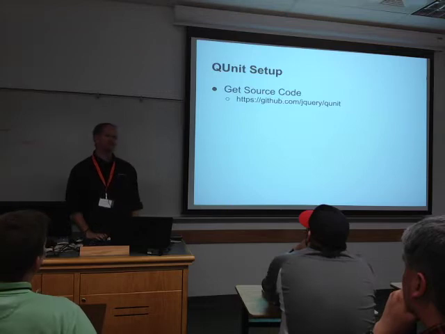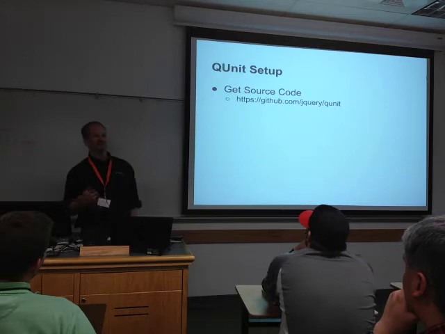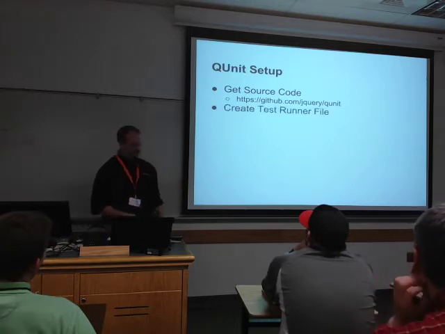By far the two most important files in there are the Qunit.js file itself and the Qunit.css file to style the output of your tests in the web. And then the other file that usually is a good idea to grab is their test HTML file. I'll show you that in a second, and you can use that just as a template for creating your own. Once you've downloaded the source code, then you want to create your test runner file.